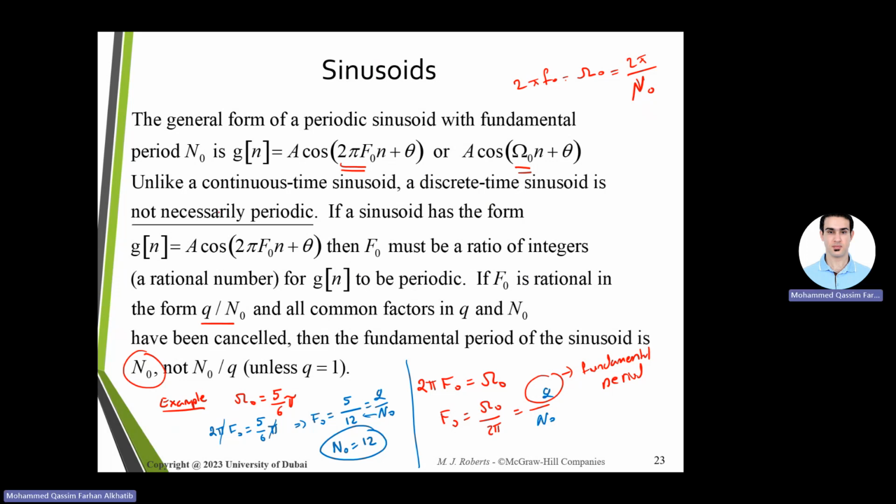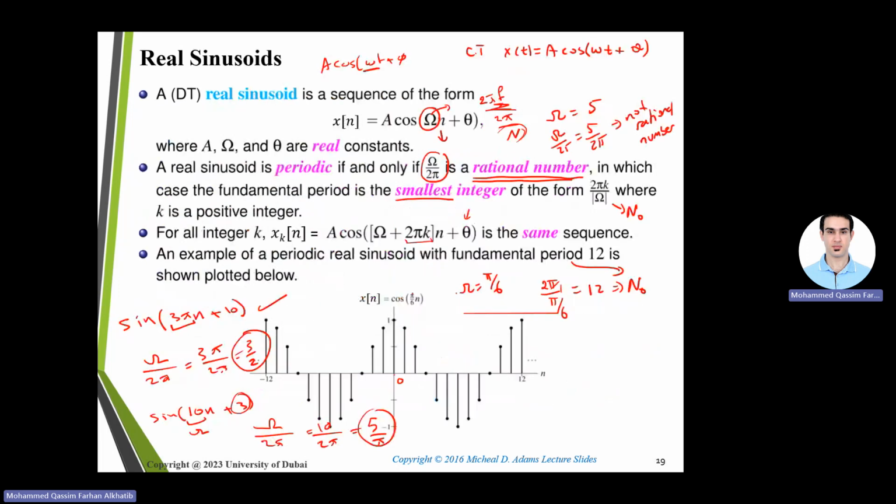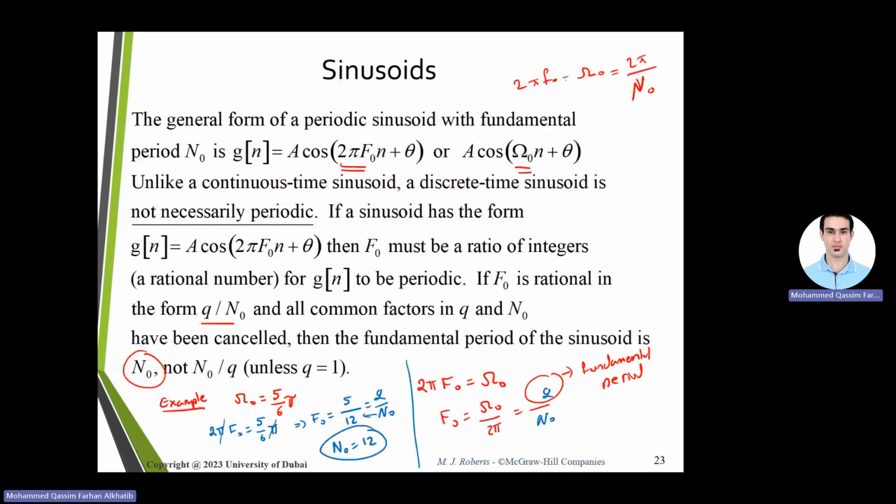Okay, so unlike continuous time sinusoids, a discrete sinusoid is not necessarily periodic. If a sinusoid has the form A cosine of 2 pi f naught n, then f naught must be a ratio of integers. I think we talked about it in the previous slides. There you go, in the real sinusoids. So it should be a rational number, or a ratio of integers, if not. Okay, so if f naught is rational, of the form q over N naught, and all common factors in q and N naught have been cancelled, then the fundamental period of the sinusoid is N naught, not N naught over q.